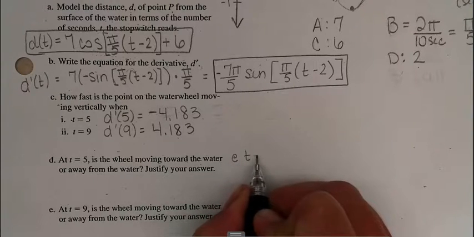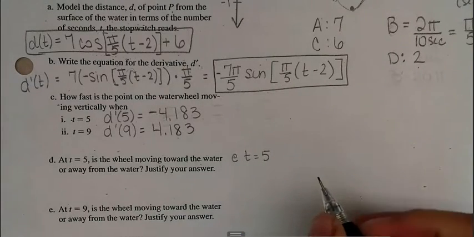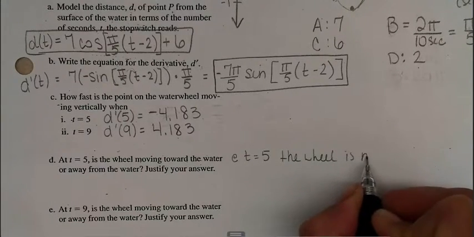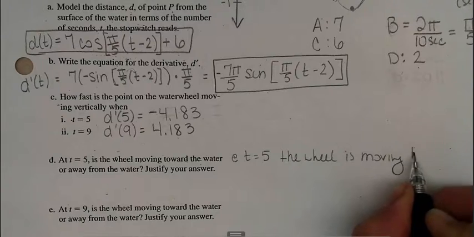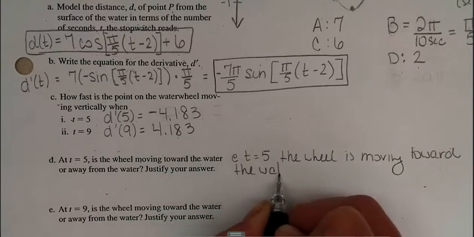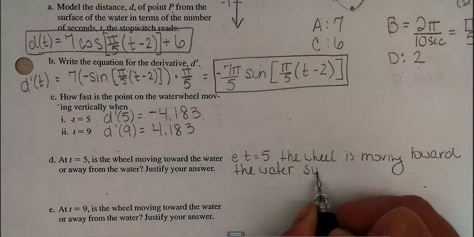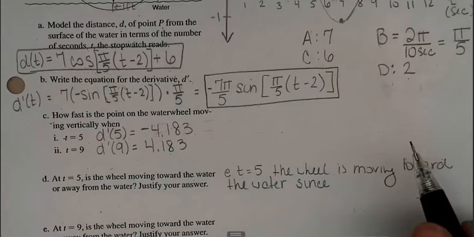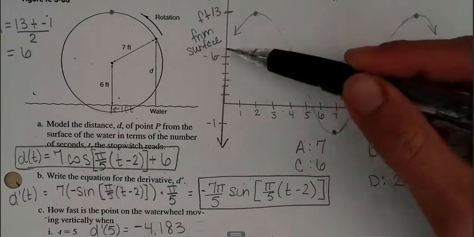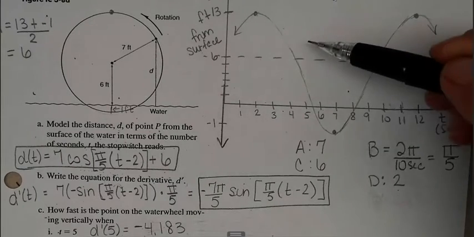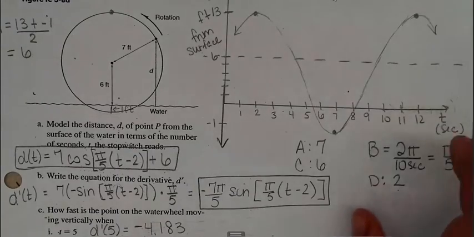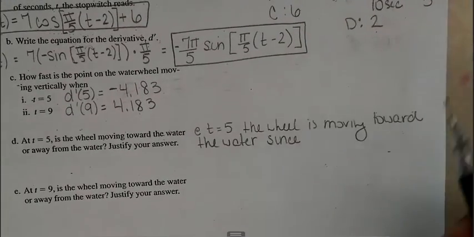So at t equals 5, the wheel is moving toward the water. And we can think of this as our rate of change of our displacement function. So this is our displacement function, and we're taking a rate of change of that. And so that tells me that that's my velocity. Okay, so the velocity is negative.